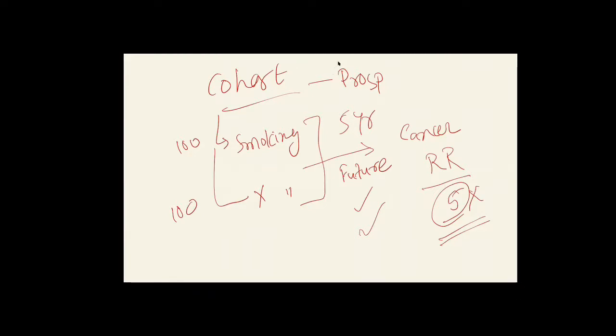So we have created the retrospective cohort. In the retrospective cohort, the same formula and same method we will be using, exactly the same. We are not going to change anything. The only thing that changes is that we will have smokers and non-smokers, and everything will be today. Today we will be collecting the data of smokers and the data of non-smokers.